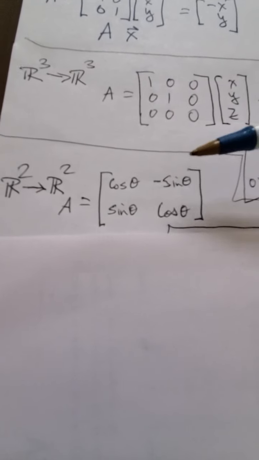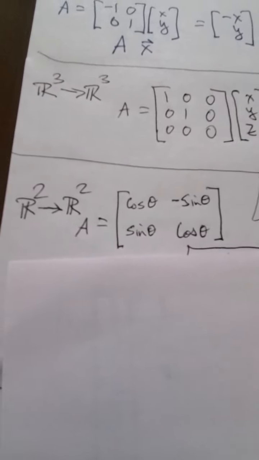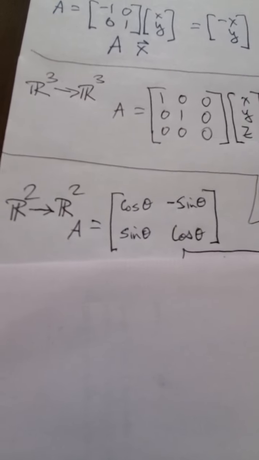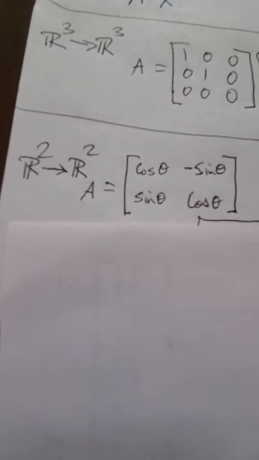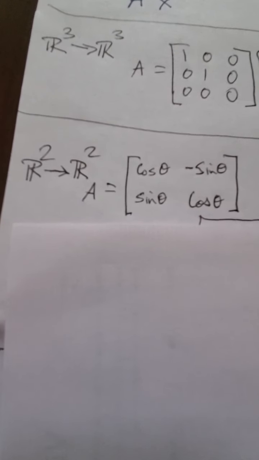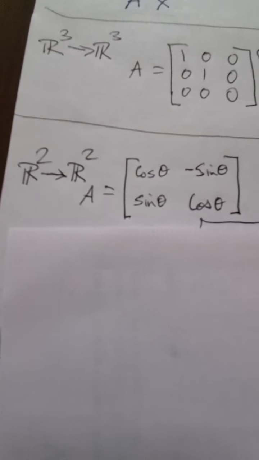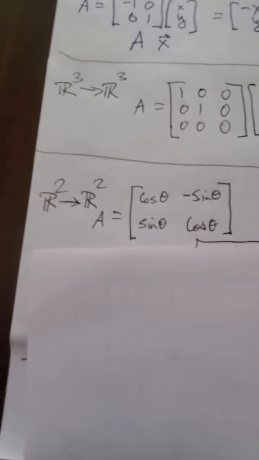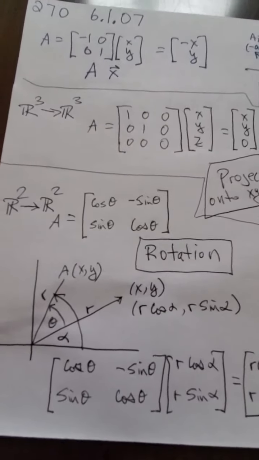And now for my third, and this is actually my favorite one. Here we're using the matrix cosine theta, negative sine theta, sine theta, cosine theta, and it's a 2 by 2 matrix, so it's going from R2 to R2. This, believe it or not, is a rotation. In other words, if I multiply this matrix times a vector, the result will be that vector rotated theta degrees counterclockwise. But let's see why that happens.